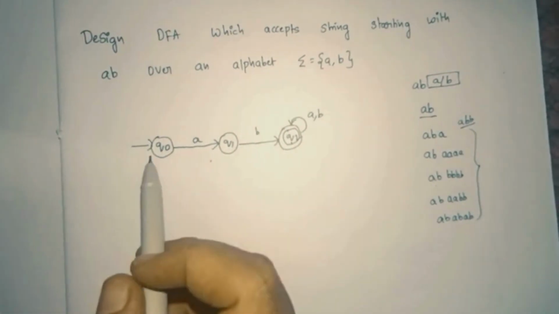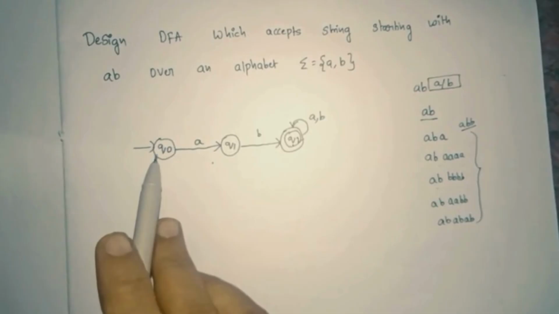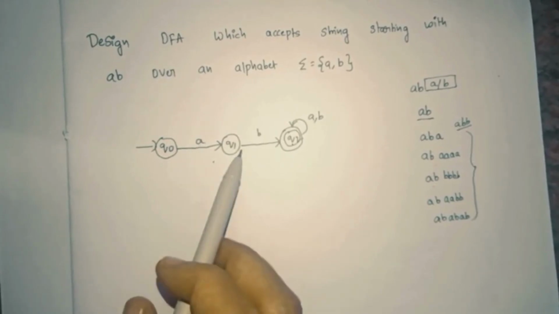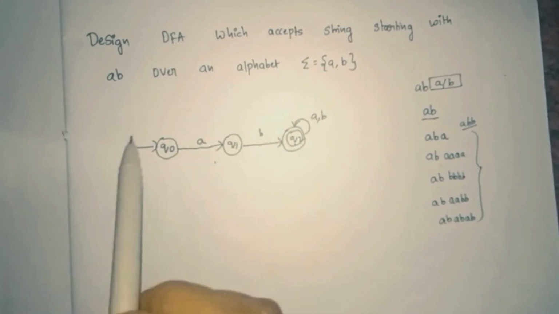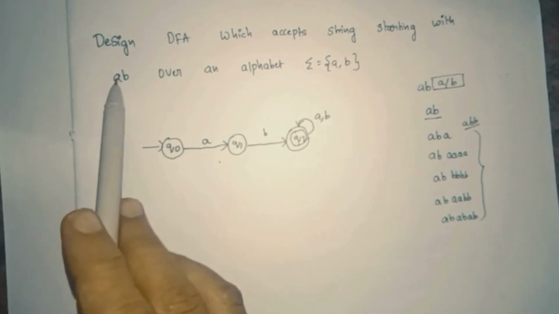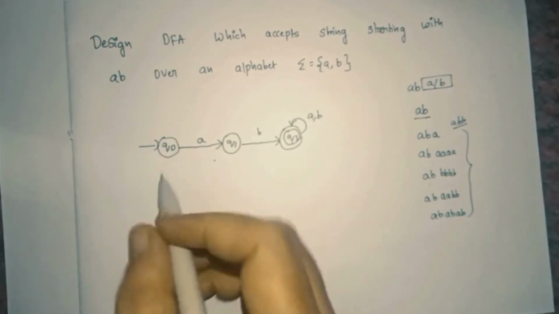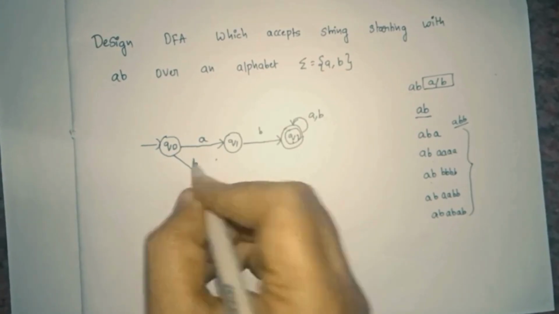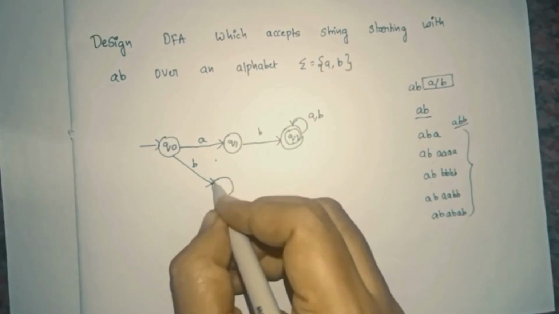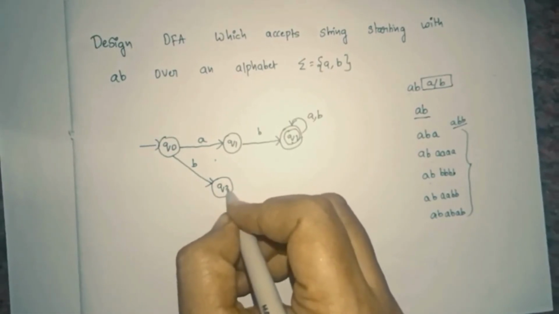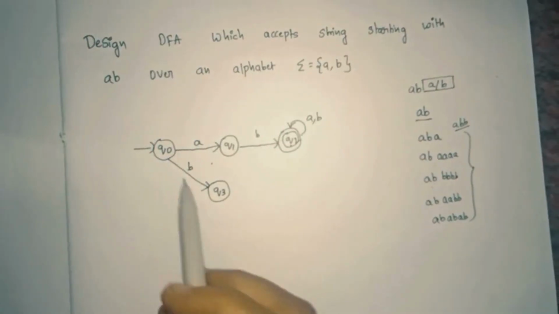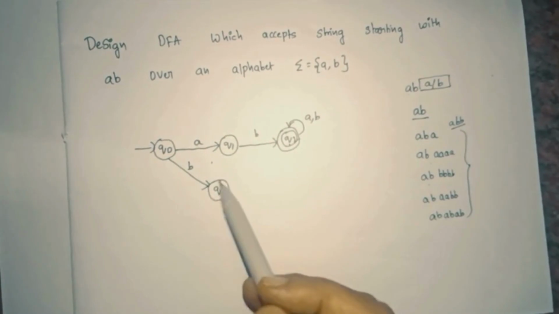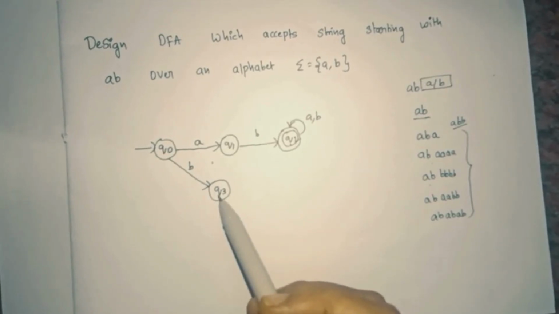According to the definition of a DFA, Q0 should have a transition on A and also on B. But according to our question, it should start only with A, not with B. So if we take a transition on B from state Q0, it should go to a dead state. Take that state as Q3. If I start with B, it should not reach the final state. Hence we will call the state Q3 the dead state.